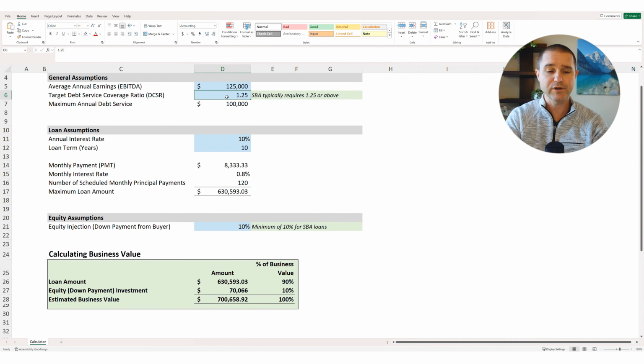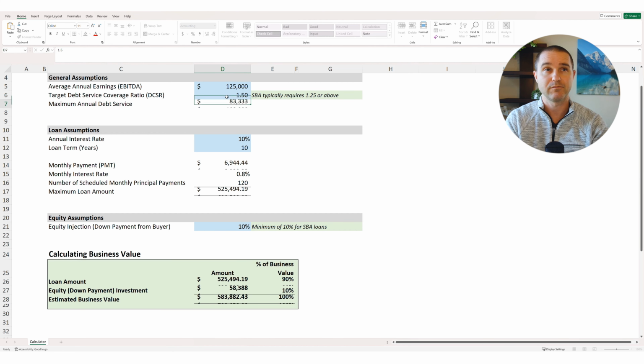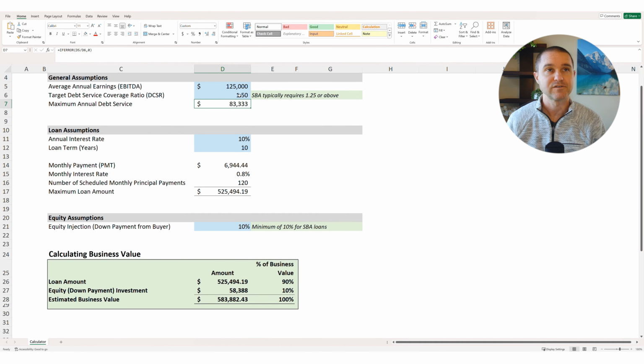Now, again, 1.25 is probably about the most leverage you're going to be able to get approved. So it might actually be 1.5. If the lender says, we actually want you to have more cushion here, we want you to have a debt service coverage ratio of 1.5, we see what that does to the maximum loan amount that you can borrow and ultimately what the estimated business value is. So I think this is important, both from the buyer's perspective and the seller's perspective, to really understand how the SBA is going to look at this.